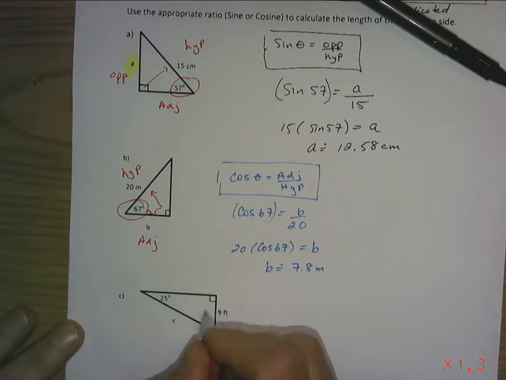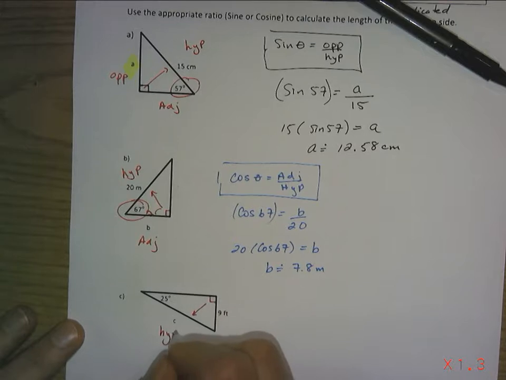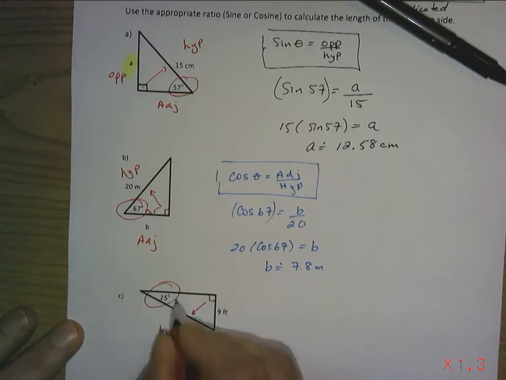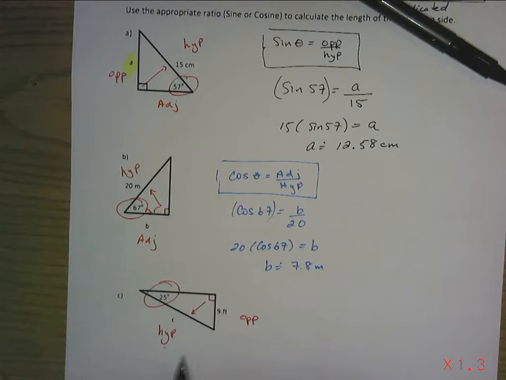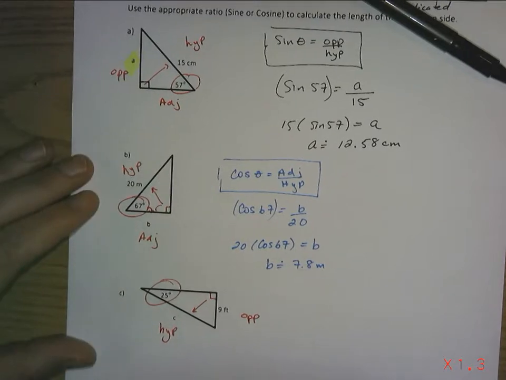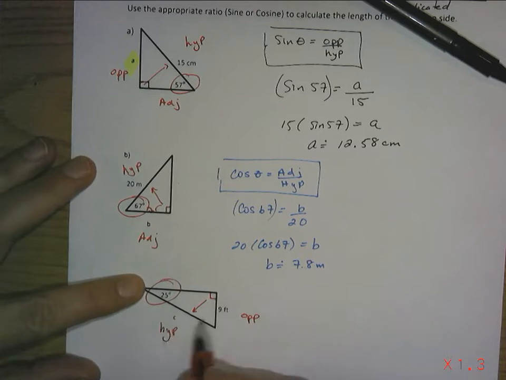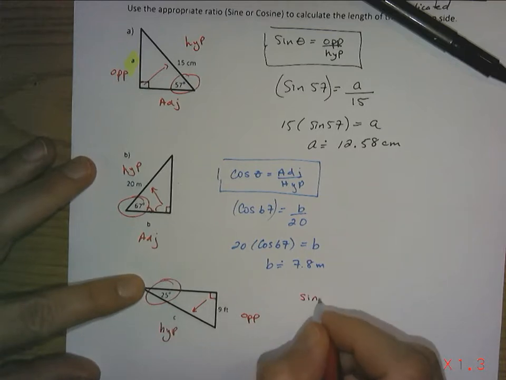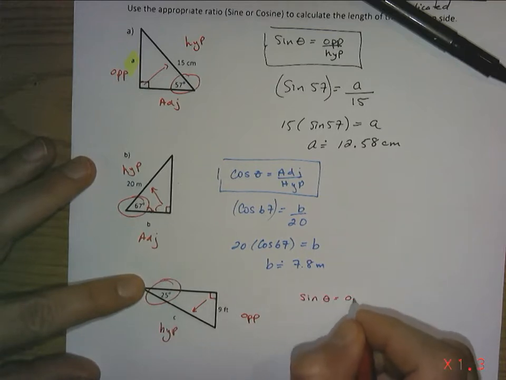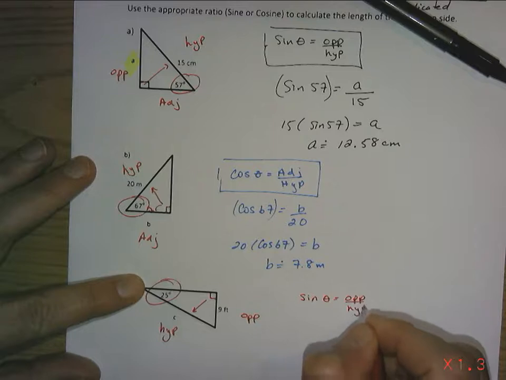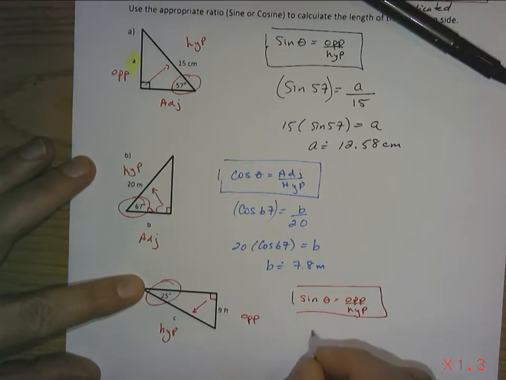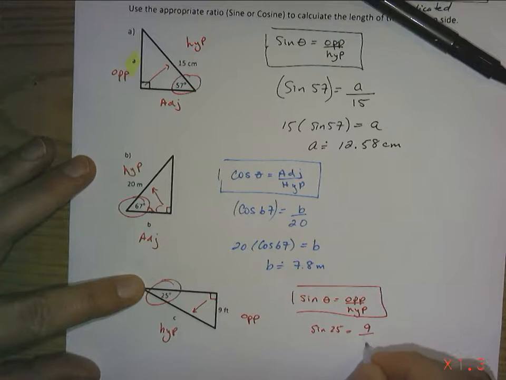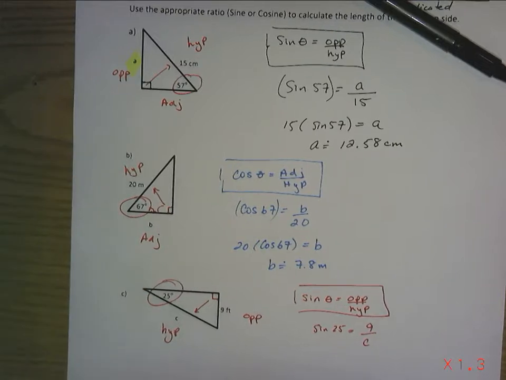Here's my 90. That's my hypotenuse. Here's my reference angle. This is the side opposite my reference angle. That's my adjacent. I want to find hypotenuse. That's the one they've indicated. So I'm going to use, which trig ratio uses opposite and hypotenuse? It's sine. So sine theta equals opposite over hypotenuse. So sine of 25 equals 9 over c. Our unknown's in the bottom this time.